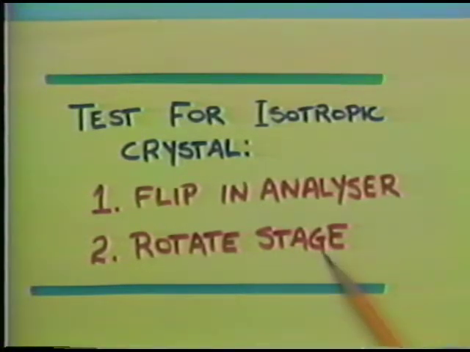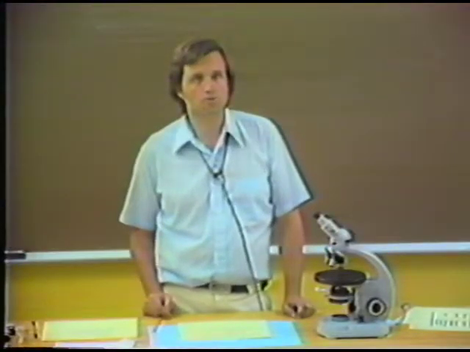And the second step is to rotate the stage of the microscope, which moves the orientation of the crystal, and you are really looking for whether the crystal is illuminated during that stage rotation. The test then is that isotropic minerals will not be illuminated at any rotation position or in any orientation between cross polarizers, whereas anisotropic ones will become illuminated in most orientations.